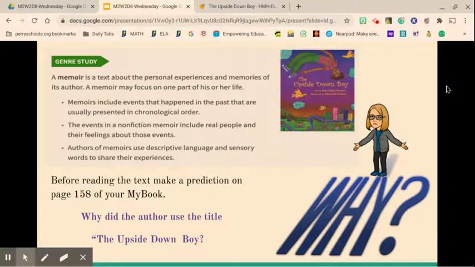Before you start reading this text, I want you to make a prediction on page 158 in your My Book. This is the beginning of the text, and you're going to write, why do you think the author used the title, The Upside Down Boy? So on the side, take a couple minutes and write down a prediction. Why do you think the author used that title?